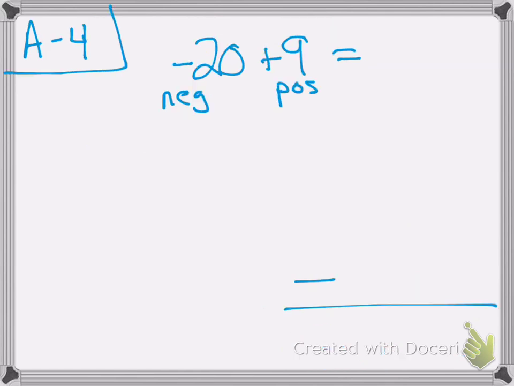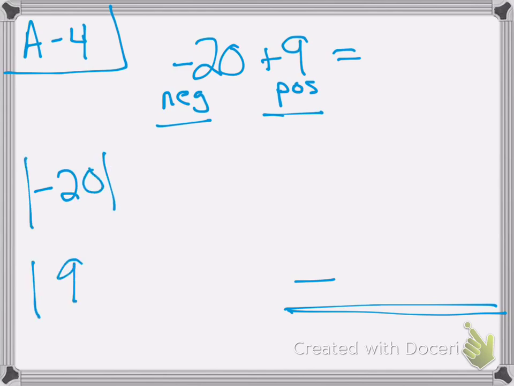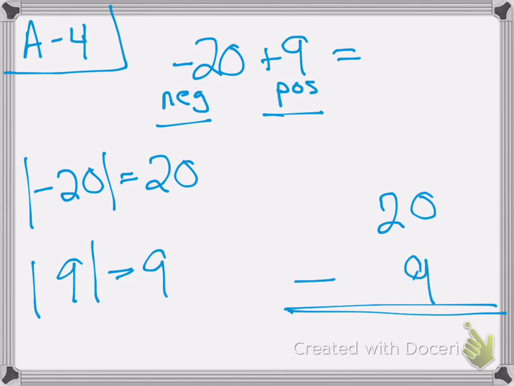All right, here again, we've got a negative and a positive. Those are different signs, so I set up my subtraction problem in the bottom right. We've got 20, find the absolute value of -20, absolute value of 9. Remember, absolute value is always positive. Put the bigger number on top in our subtraction. 20 minus 9 is 11, but the 20 was bigger than the 9, so it's a -11. You keep the sign of the bigger number.